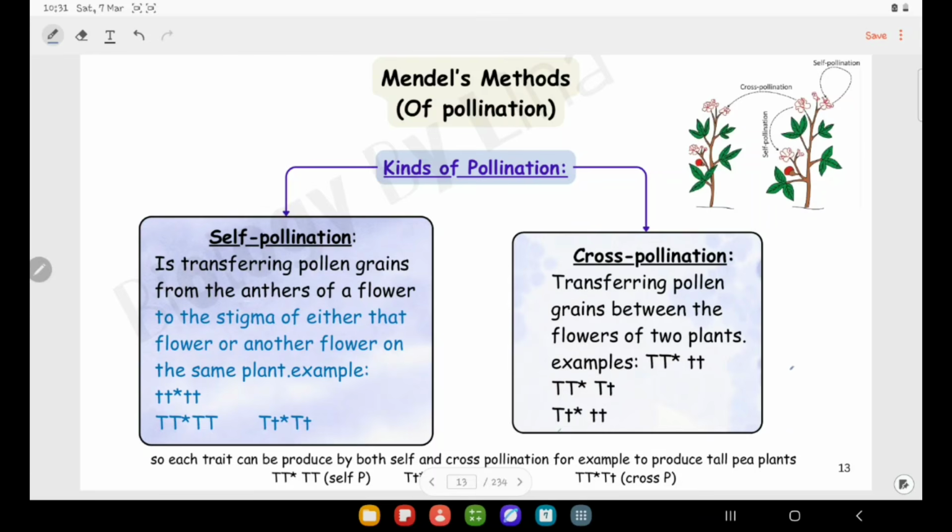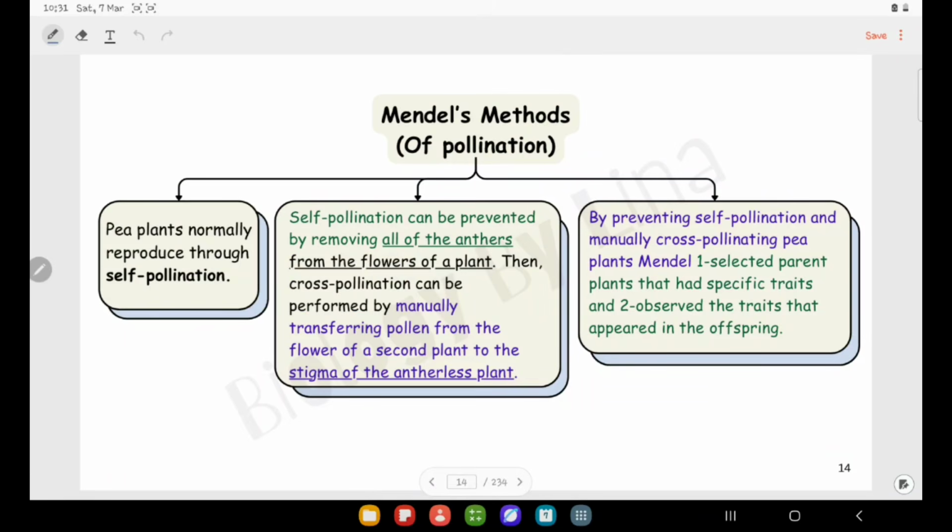For example, if we want to produce a tall pea plant, it can be produced by both self-pollination and cross-pollination. In self-pollination, yes, you can produce the tall plant, and also by cross-pollination, we can produce the tall pea plant.